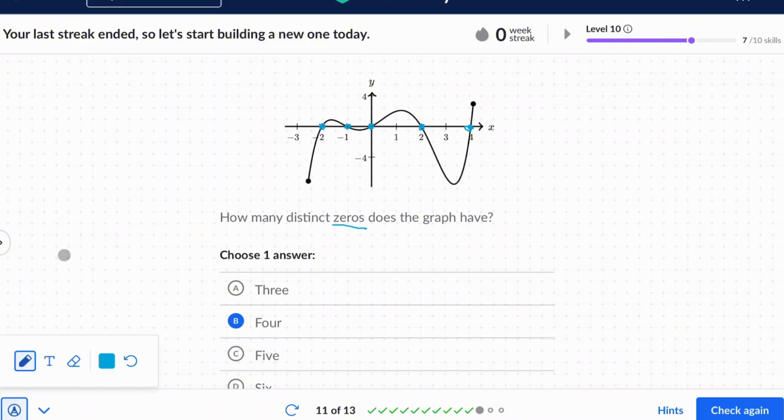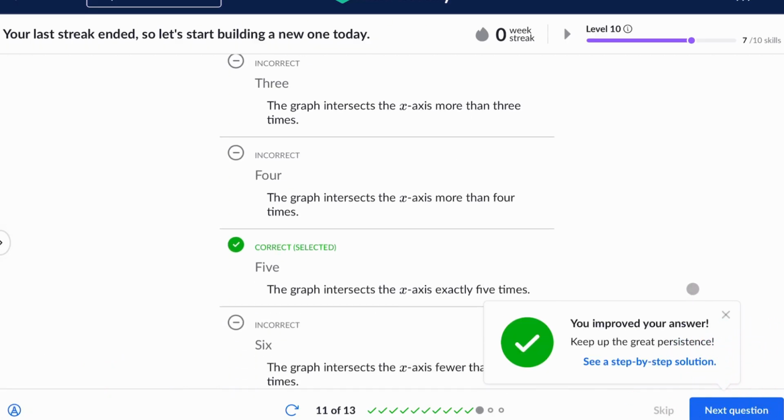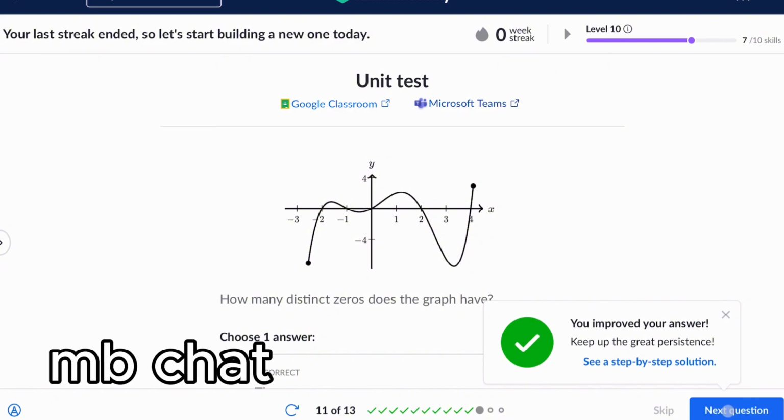That is a mistake on my end. I accidentally said 4, and I chose 4. Whoops, there's 5. Because we see it intersects 5 times, it has 5 solutions. That's what distinct zeros are.